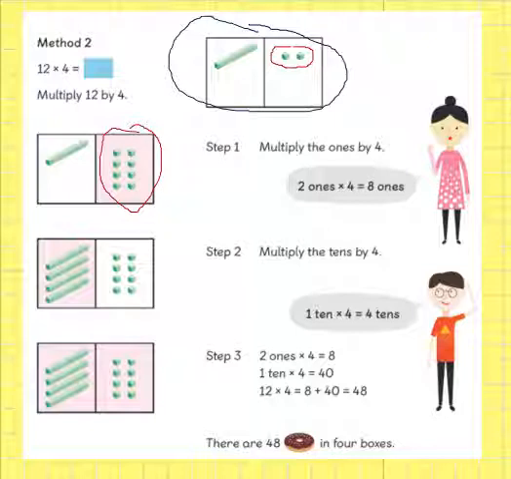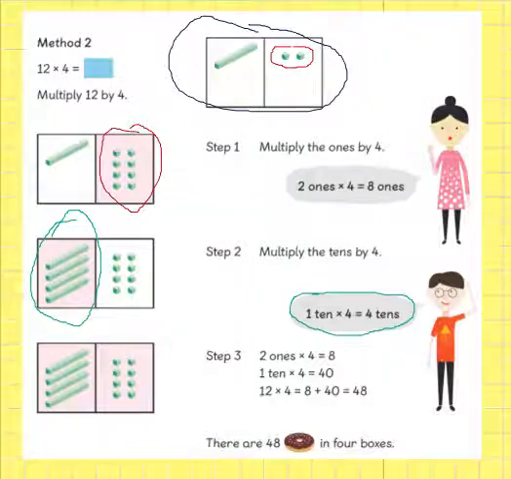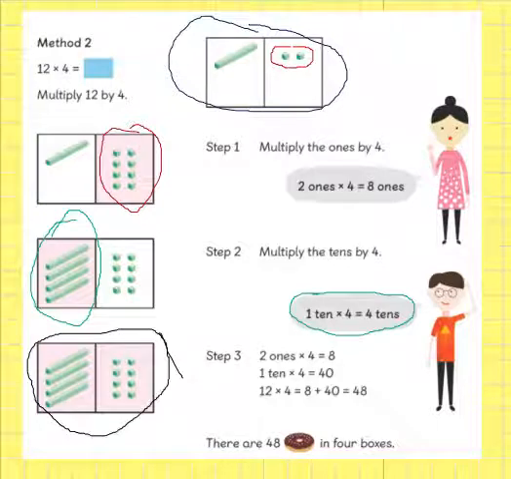If we then look at multiplying the tens by 4, we know that we have got 1 ten multiplied by 4, which gives me 4 tens. So we now know that we've got 4 tens. 2 ones times 4 equals 8. This is step 3. 1 ten multiplied by 4 equals 40, and 2 multiplied by 4 equals 8. If we then add the 40 and the 8, we get a total of 48. So it gets the same answer, that there are 48 donuts in 4 boxes.